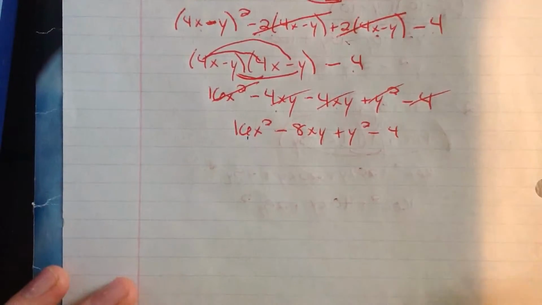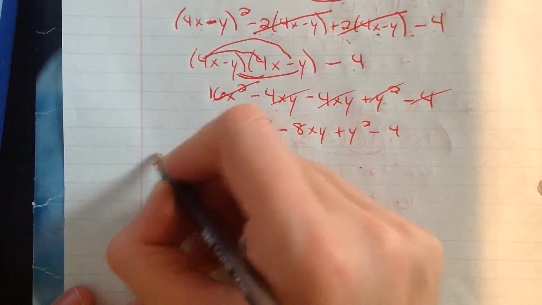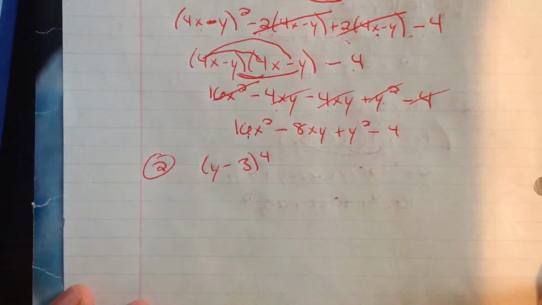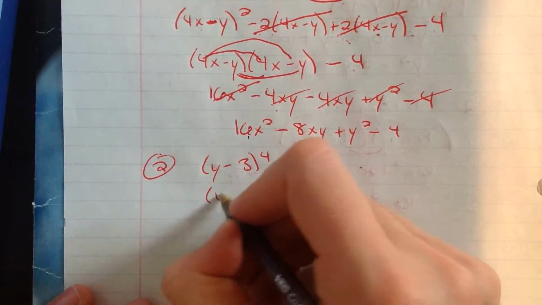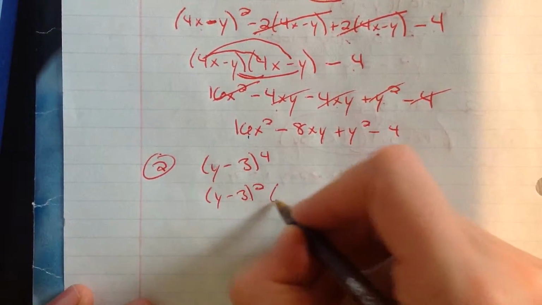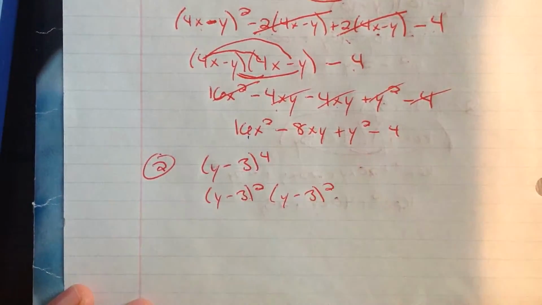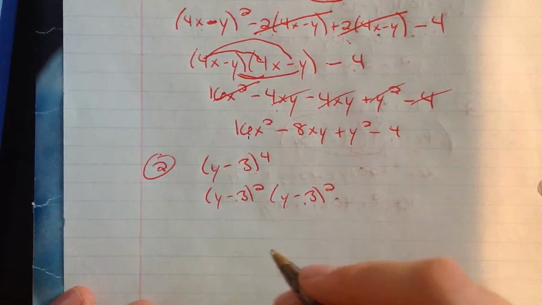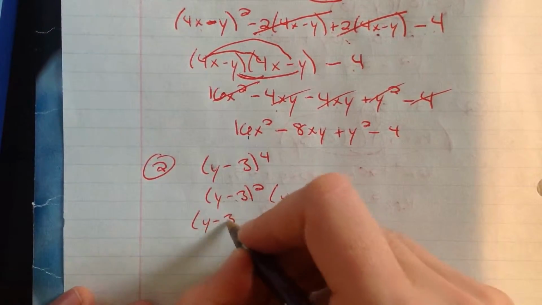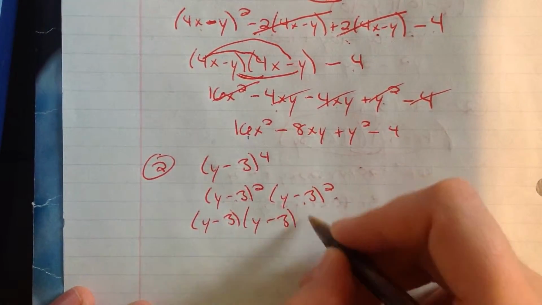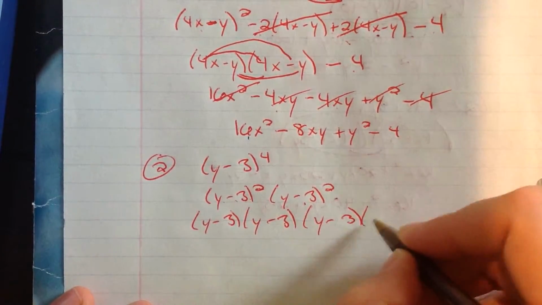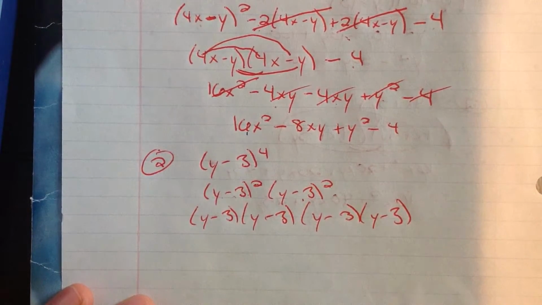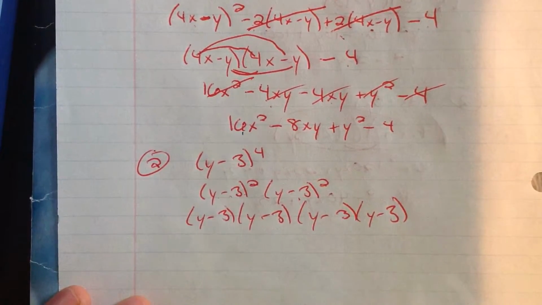Well, what if I was given, this is going to be a little intense, y minus 3 to the 4th. Well, that's the same thing as saying y minus 3 squared times y minus 3 squared, because we can add their powers if they have the same base. And this is the same thing as just saying y minus 3, y minus 3, y minus 3, y minus 3. So there were 4 of the same thing being multiplied together to be written like that.